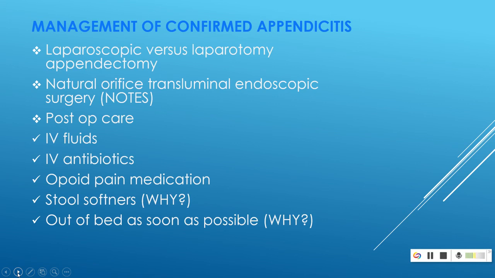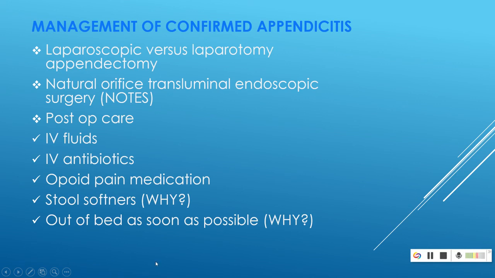Now we've got to give them stool softeners. A couple of reasons for this. Stool softeners are going to help them not have to strain to have a bowel movement. So if they're waiting to go to surgery, we don't want them to have any increased abdominal pressure because that could cause the appendix to rupture. After surgery, we do not want them to have any pressure up against their incisions.